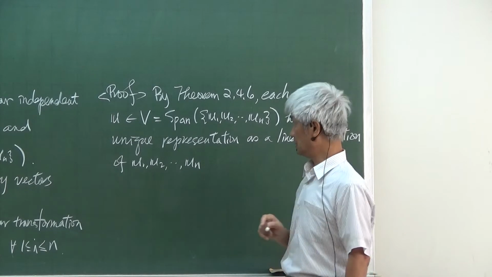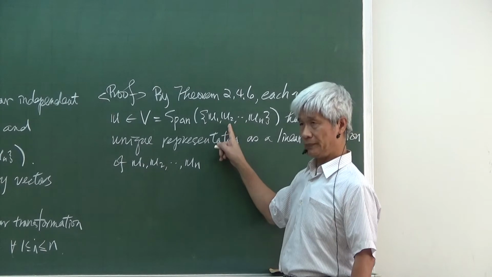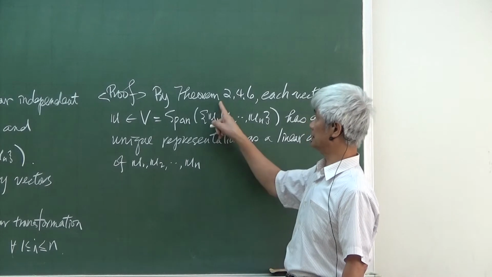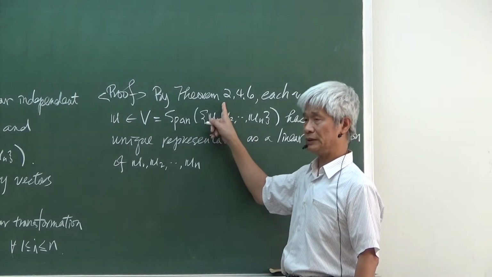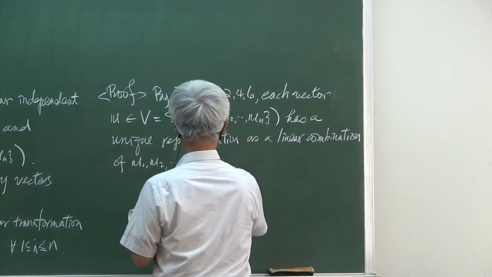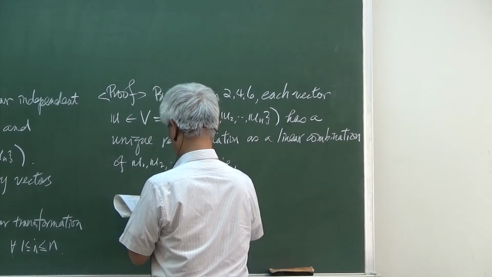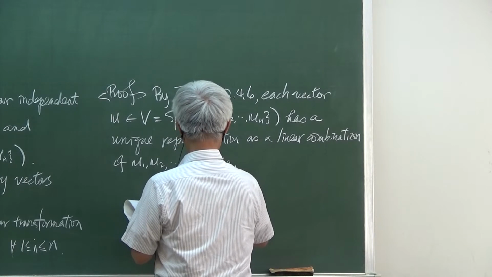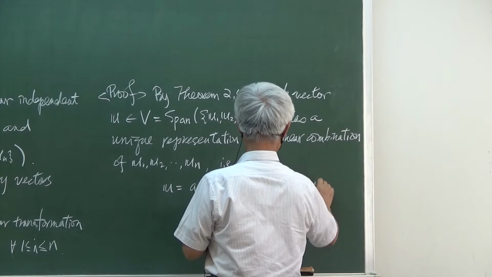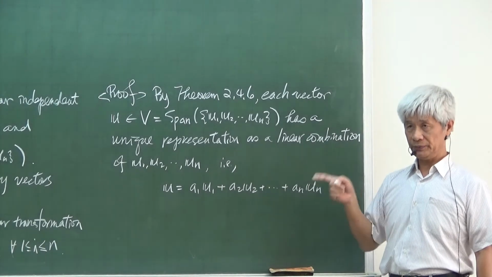Okay? So you have to know, uniqueness comes from linear independence of this subset. Okay, that is the crucial point of Theorem 2.4.6. Right, so U can be expressed as a1 u1 plus a2 u2 plus up to an un. Okay, so this representation is unique.